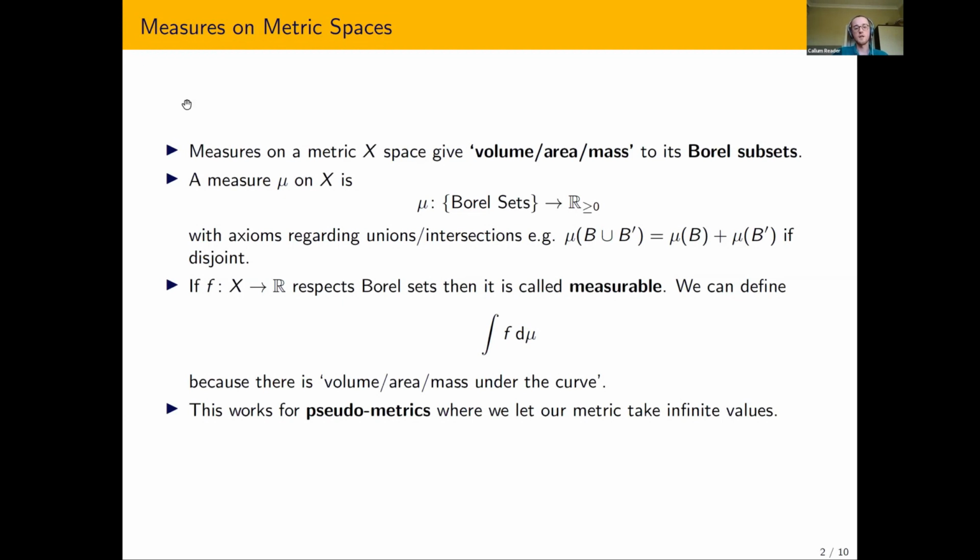And all this structure works even if we use pseudometrics. When I say pseudometric, in this case, I mean a metric space where sometimes your distances will be infinite. And that's useful because it allows you to take disjoint unions.